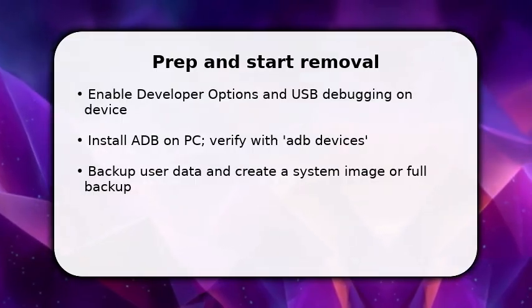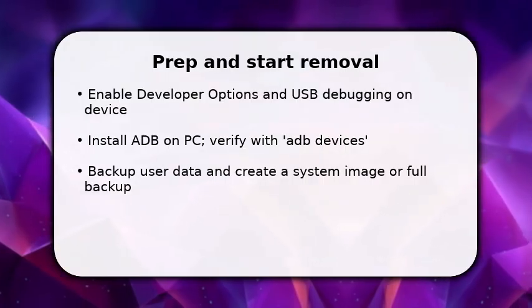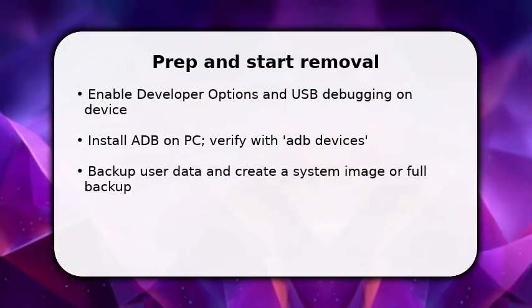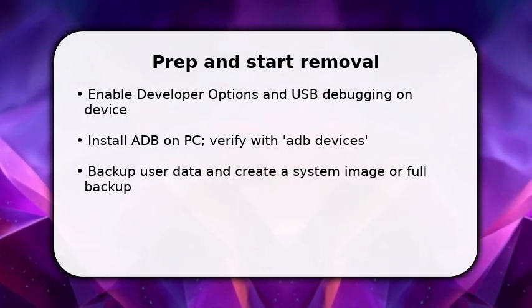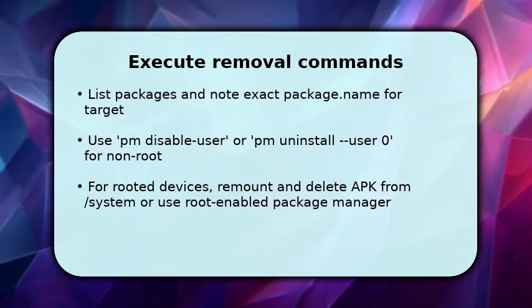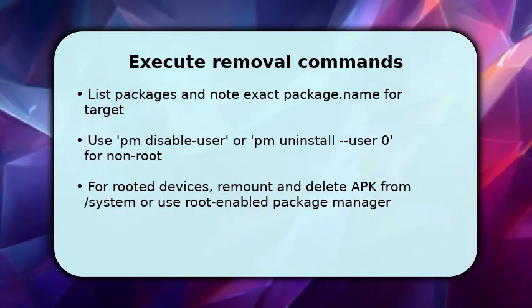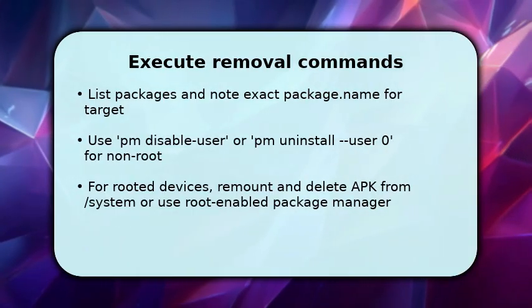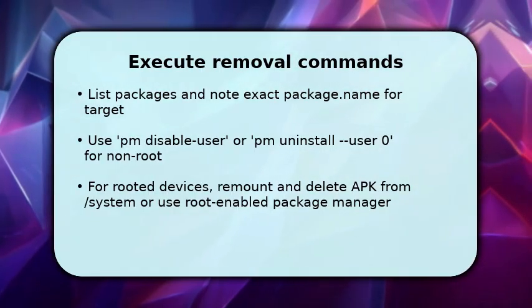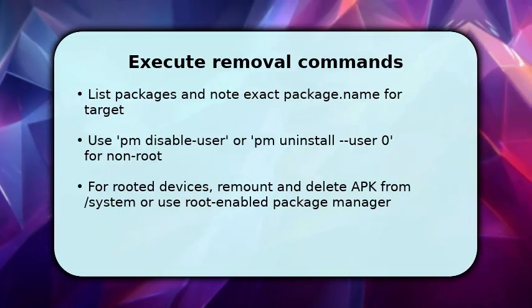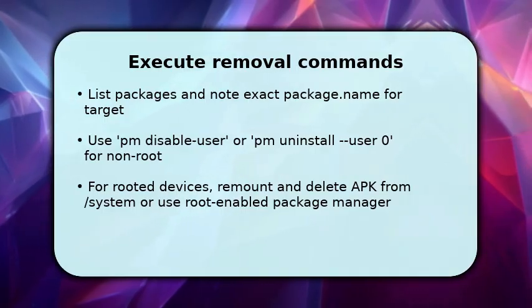Next, run adb shell pm list packages to identify package names. Now that you have names, you can proceed to disable or remove the target app using precise commands. Once you have package names, use adb shell pm disable-user --user 0 package name to safely disable. If you want to remove for the current user, run adb shell pm uninstall --user 0 package name. This keeps the APK in system but hides it and is reversible by factory reset.